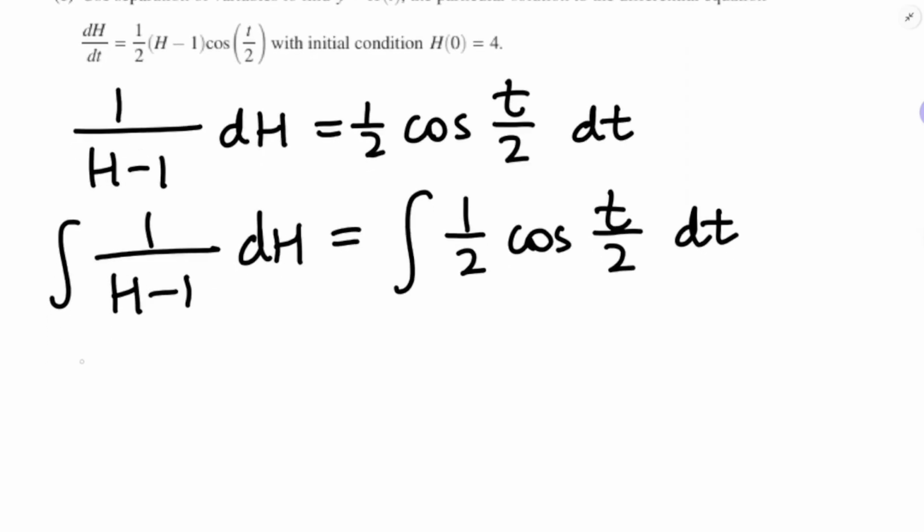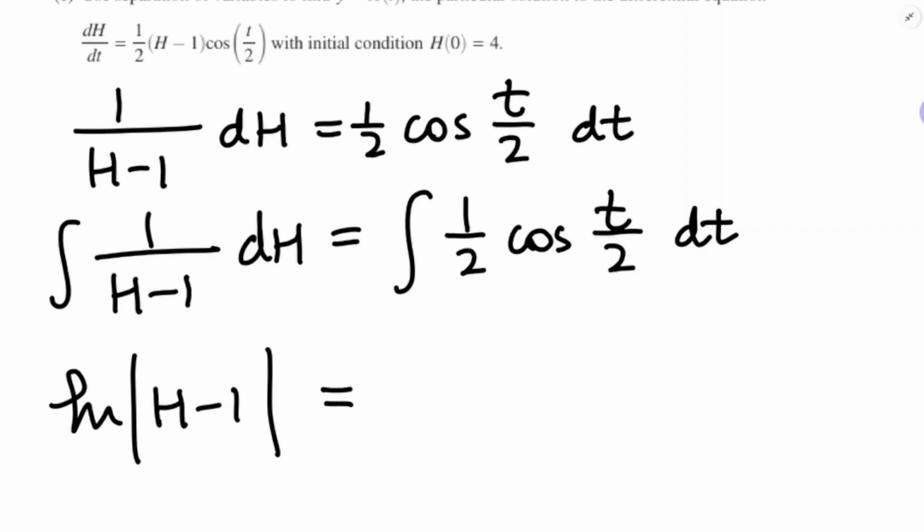And then on the left-hand side, I would get natural log of the absolute value of h minus 1. Now, because they told us that h was greater than 1, I don't think we would necessarily have to have the absolute values, but it's still going to be true. And then over here, when anti-differentiating 1/2 cosine of t divided by 2, I bet a lot of people are going to get knocked off the train here.